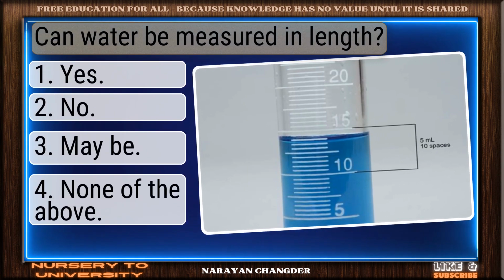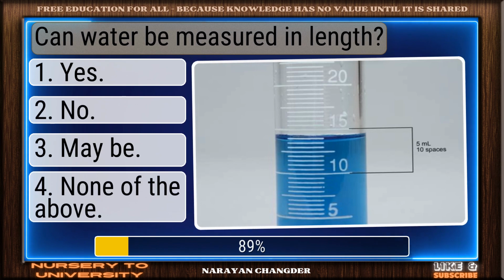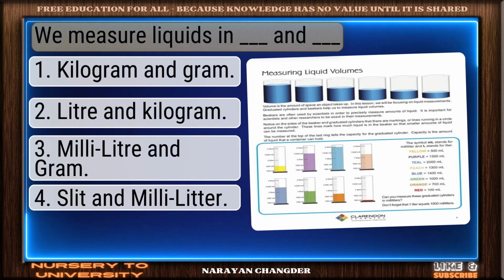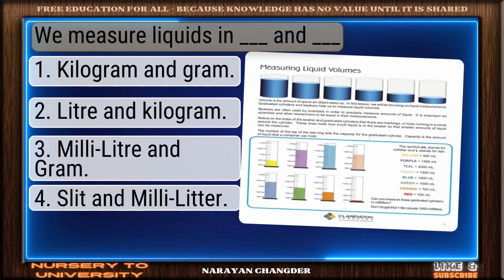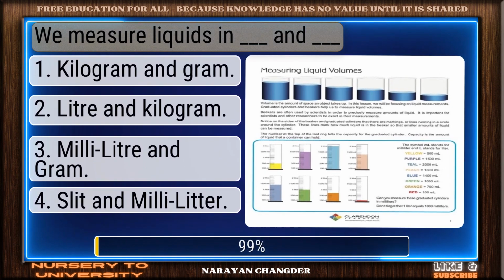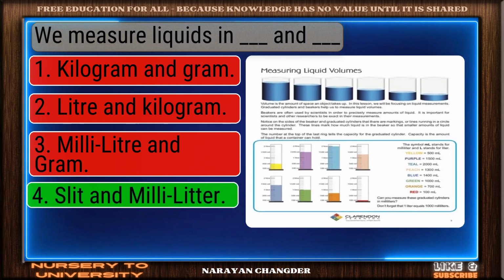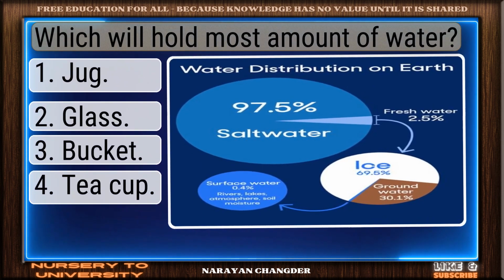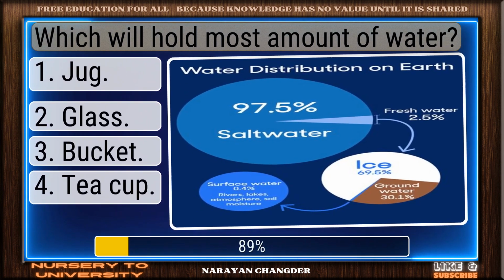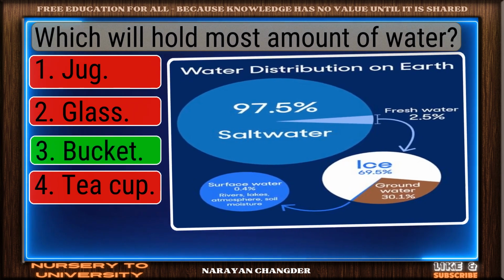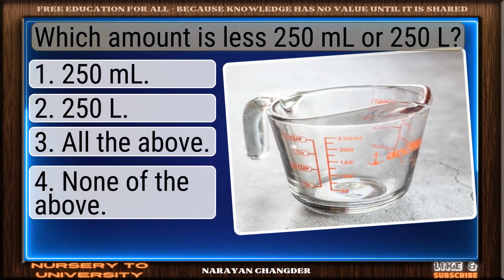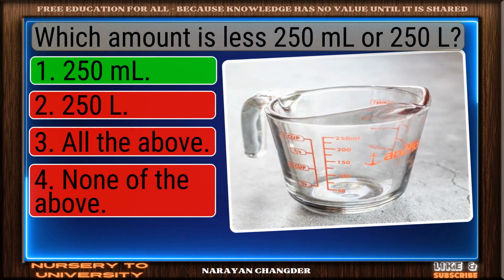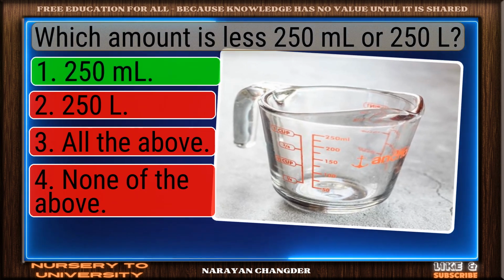Can water be measured in length? Solid response. No is a valid choice. We measure liquids in dash and dash. Well done. Liter and milliliter is the right choice. Which will hold most amount of water? Well picked. Bucket is the correct answer. Which amount is less, 250 ml or 250 ml? Excellent choice. 250 ml is the right answer.